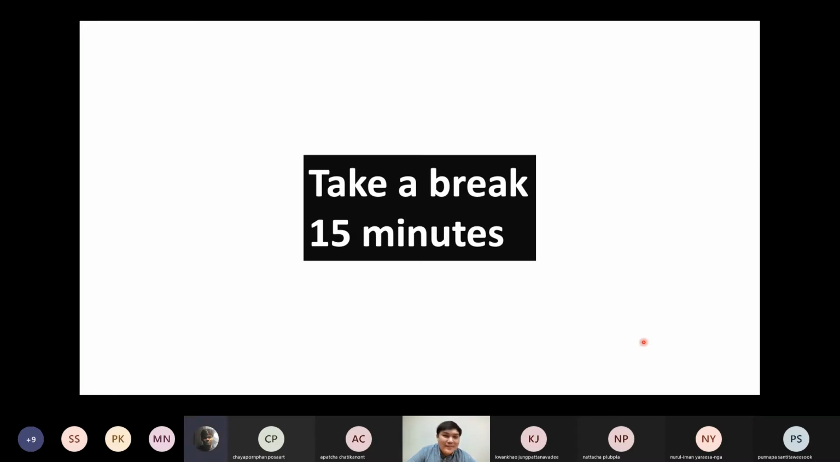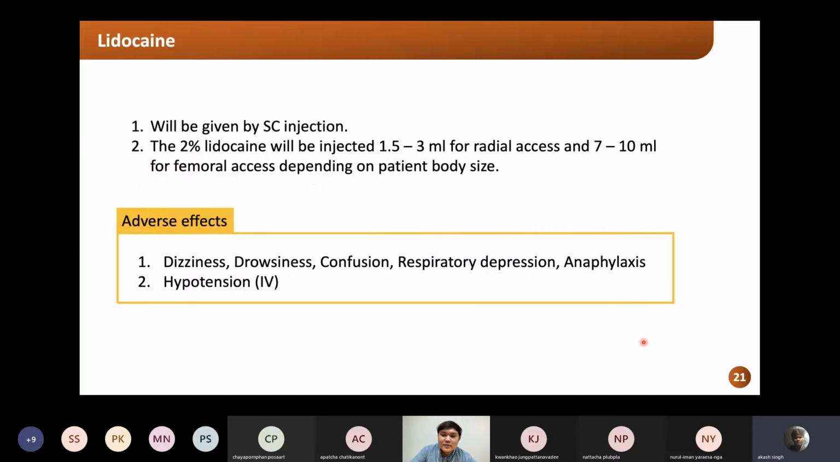I have one question. In the antiplatelet drugs mechanism, do we need to remember the names of the receptors?